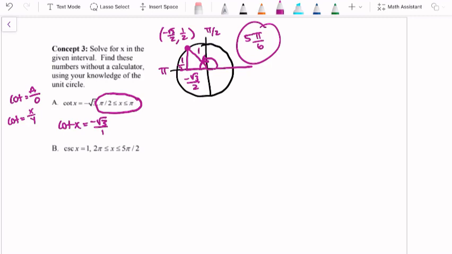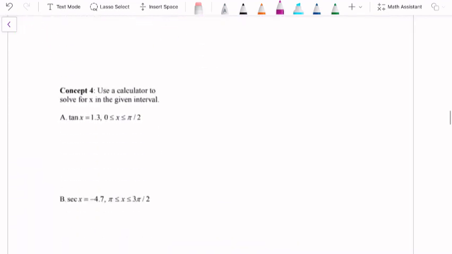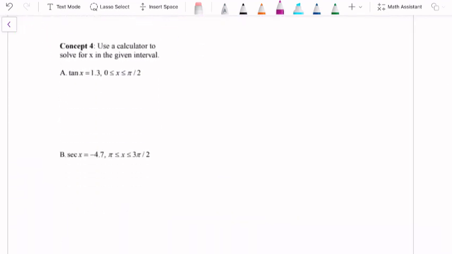Okay, we're going to skip B for right now. We'll come back and talk about that in class. The last one that I want to look at is concept 4. We're going to use a calculator this time to solve for x in this interval. So we're looking at tangent of x is equal to 1.3, and we're looking for this value of x.